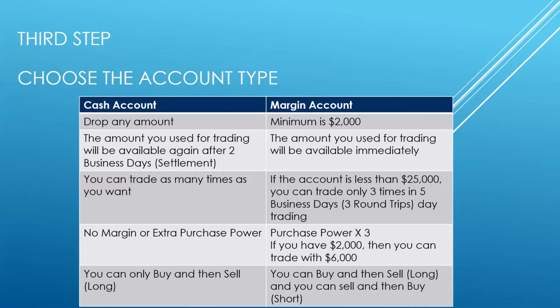The last difference is in the cash account, you can buy and sell, which is called longing, like you buy low and then sell high, you make profit. This transaction is called longing, as we mentioned before. While in the margin account, you can do the longing transaction we've mentioned, and also you can do a shorting transaction, which means you borrow the stock from the broker, then sell it, and then buy it back and give it back to them. So you can sell and buy, so you can do shorting.